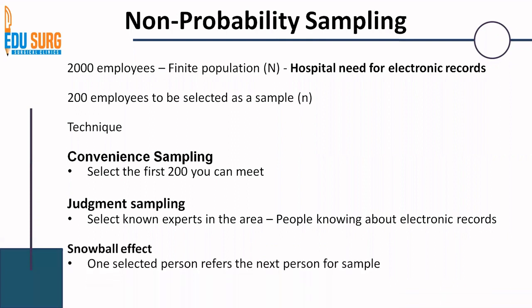Another type of non-probability sampling is known as snowball effect. What that means is that I would select a person, then that person would select the next person. The next person will then select the next to next person, right? So that is known as a snowball effect. So these are some of the types of non-probability sampling, not routinely used because this is not representative, not random, and has a high probability of bias, right?